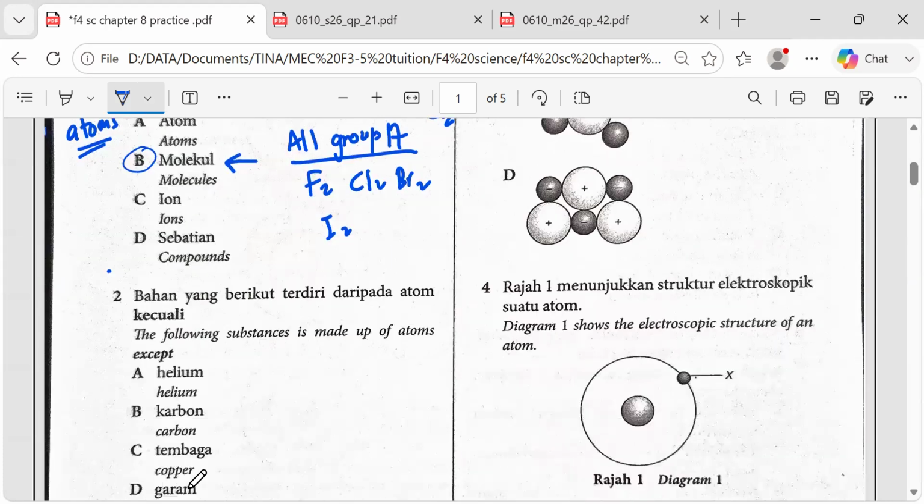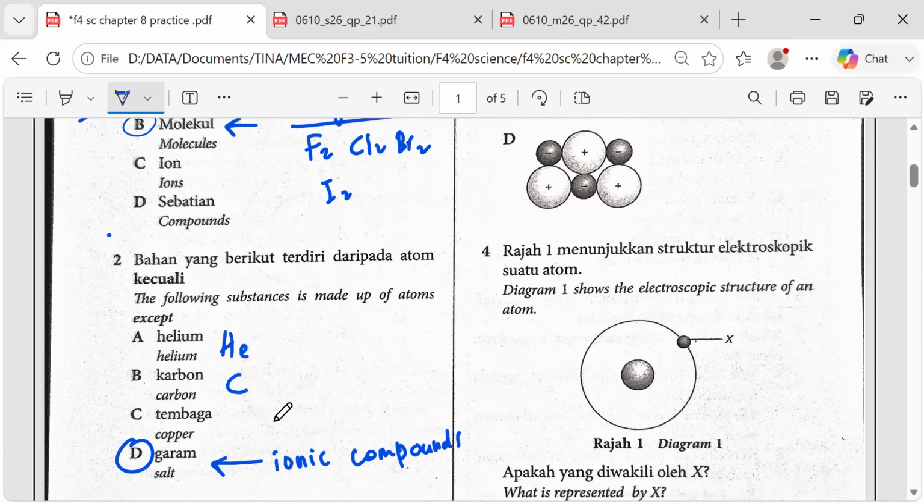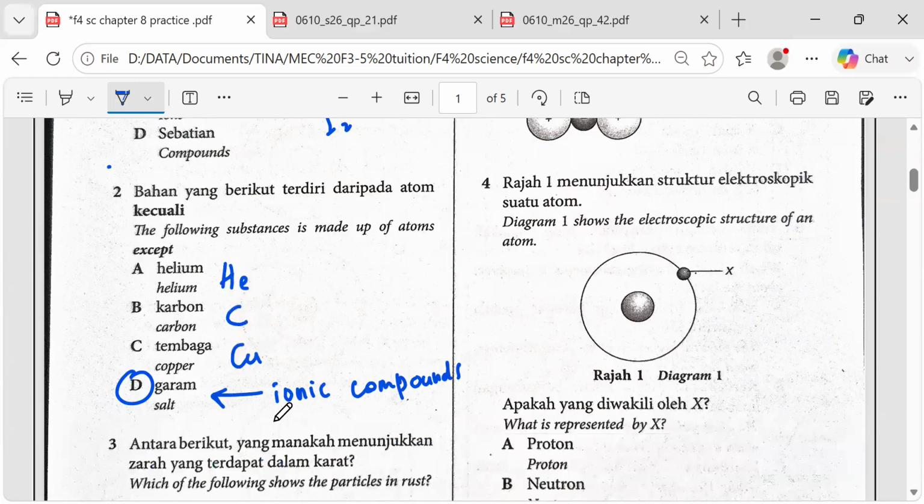They are all atoms except for salt. Salt is an ionic compound when it becomes positive and negative ions. Helium is a metal, carbon is just carbon, copper is just copper. All atoms.